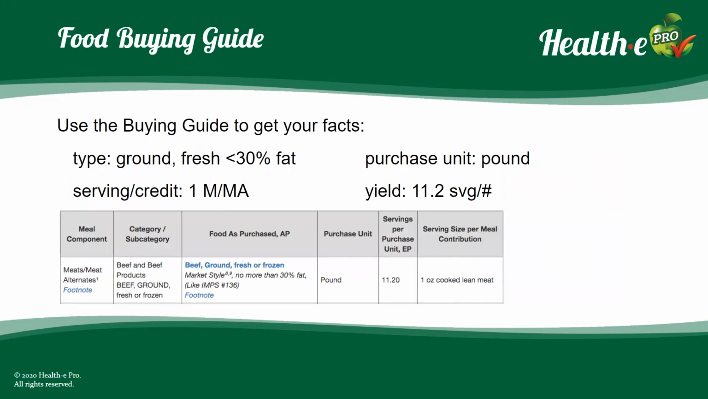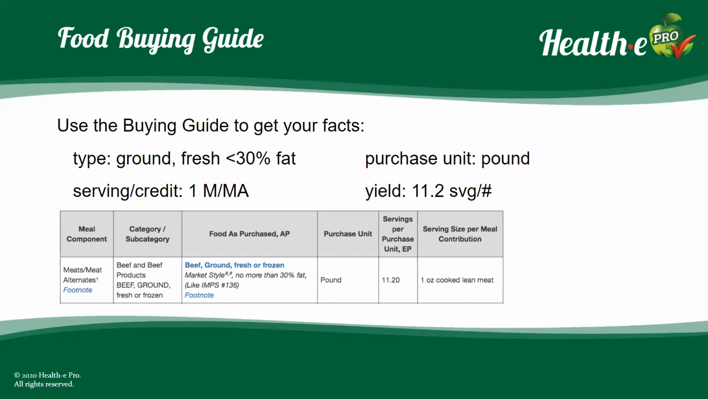So here's an example. To use the food buying guide, you must first get the facts provided. First, find the exact food. In this case, we'll use fresh ground beef with no more than 30% fat. It should be the specifics because beef with a lower fat content will have a different yield. Next, determine the purchase unit. This will be how the product should be measured within the recipe so that you can show the calculation. Here, it's in pounds.